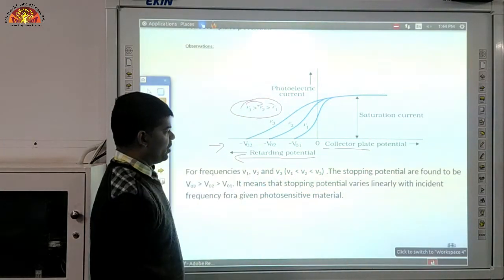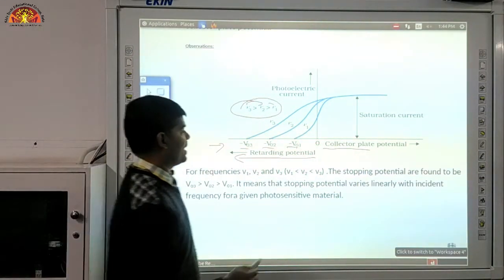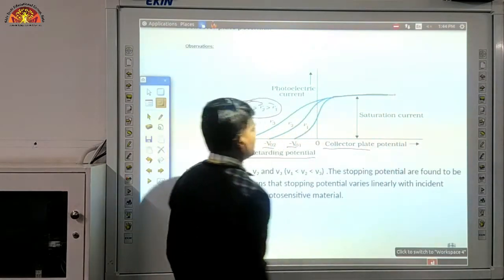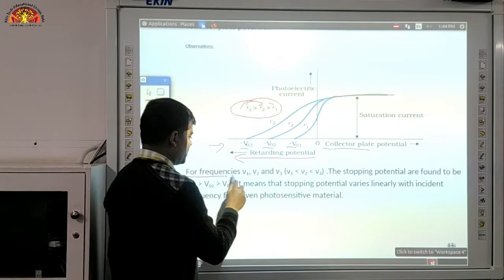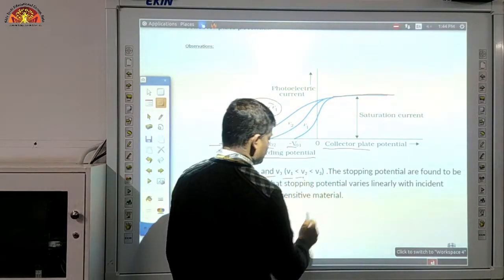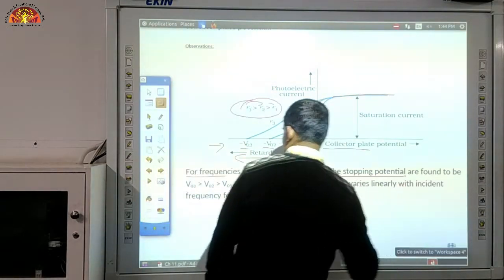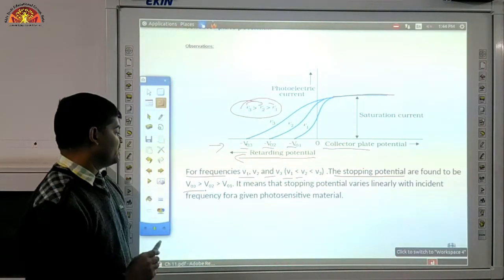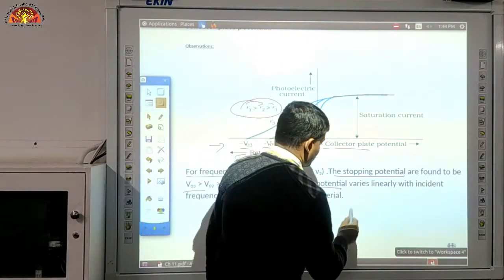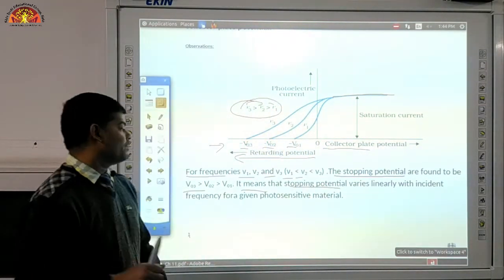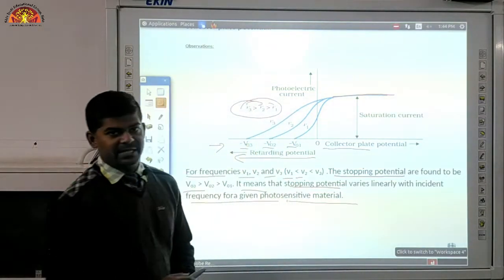If we change the frequency, that is mu1, mu2, mu3, such that mu1 is less than mu2 and mu2 is less than mu3, you can see that everywhere the stopping potential is different for each frequency. But the saturation current coming in all three cases, what is happening, children? It is the same. It means for frequencies mu1, mu2, mu3, the stopping potentials are found to be V03 greater than V02 greater than V01. It means that stopping potential varies linearly with incident frequency for a given photosensitive material.